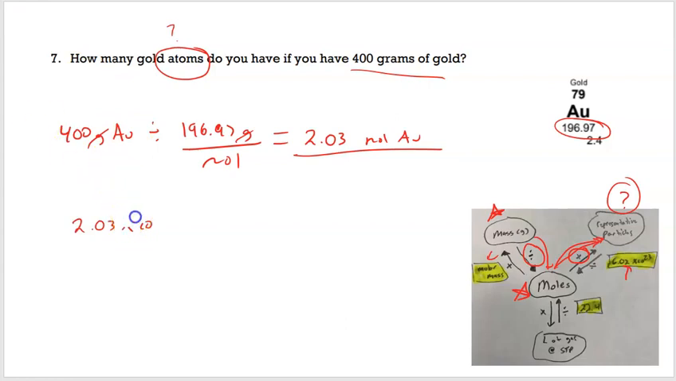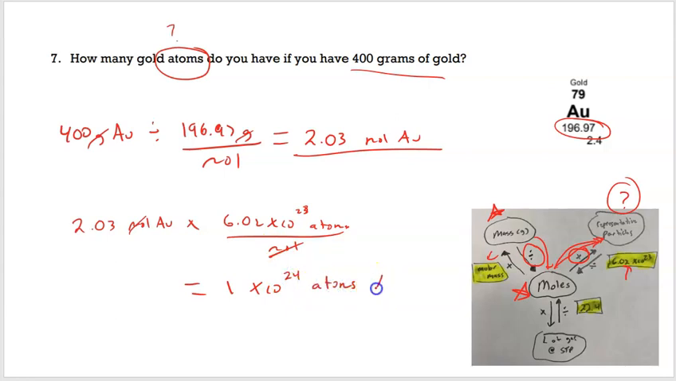Getting ahead of myself. Let's label that 2.03. 2.03 moles of Au times 6.02 times 10 to the 23rd atoms per mole. Cross off our moles, and we should get 1 times 10 to the 24th atoms of gold.